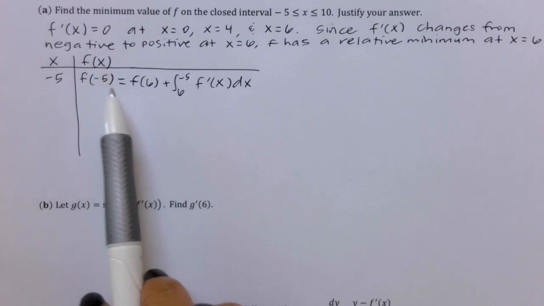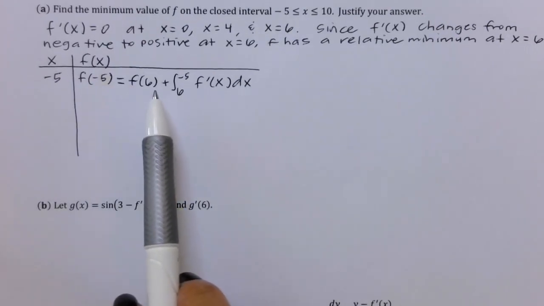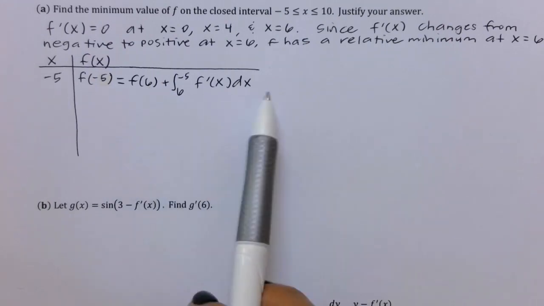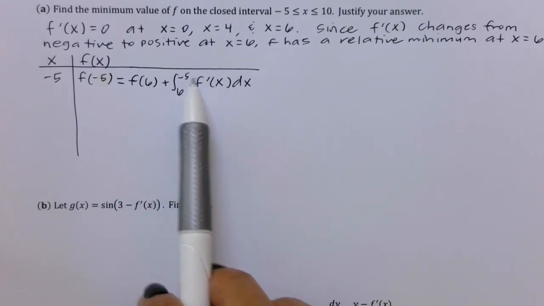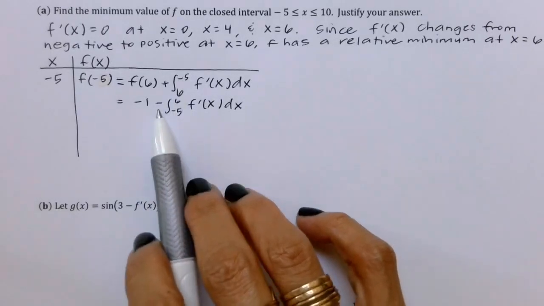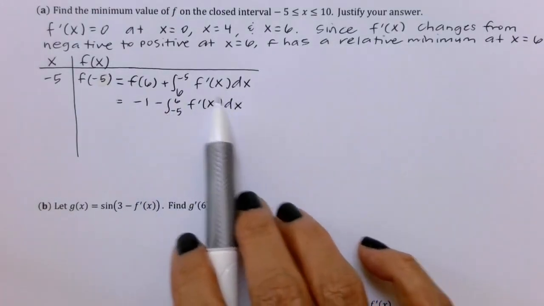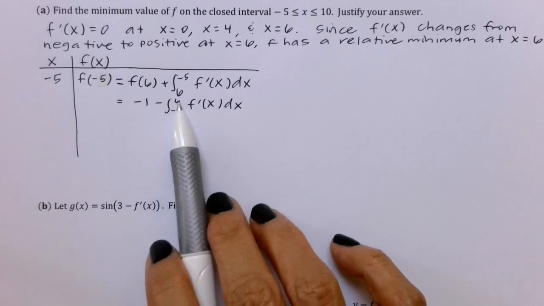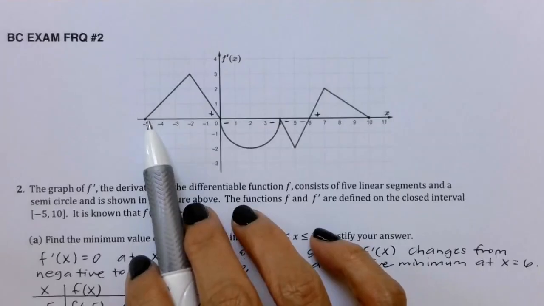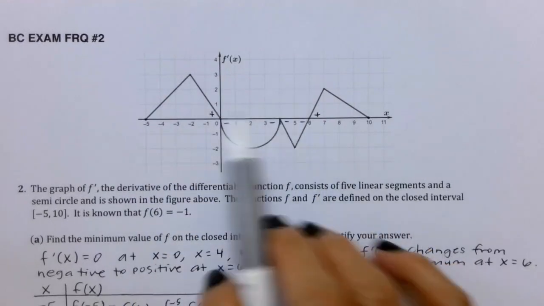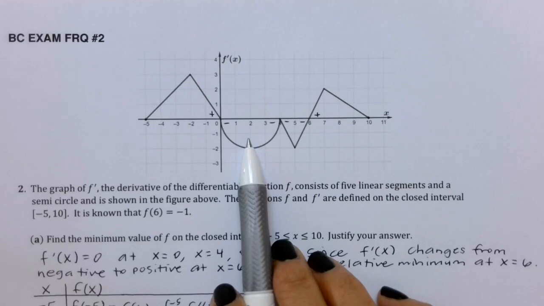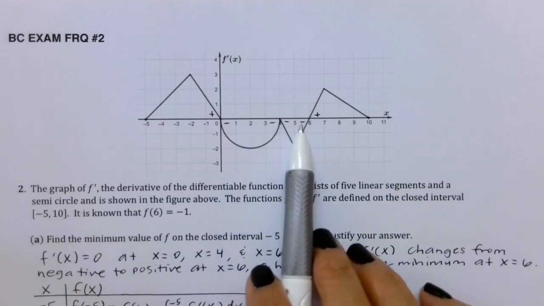So f of -5 equals the initial condition, and we know the value of f at 6. So you set up an integral from what you have to what you want of f prime. I plugged in f of 6, and then flipped this and brought out a negative. At this point we need to evaluate this, and this is the area under the curve of f prime from -5 to 6. From -5 all the way to 6, you have this triangle which will be positive, you have this semicircle which we'll label as negative, and this triangle is negative.